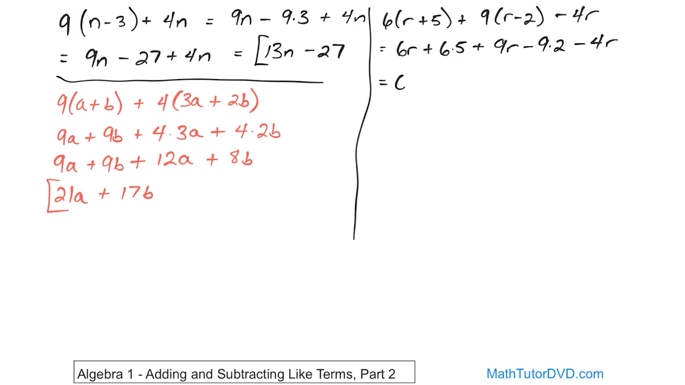So what you're going to have is 6r plus 6 times 5 is 30, plus 9r minus 9 times 2 is 18. Remember, we always do multiplication before any addition or subtraction.